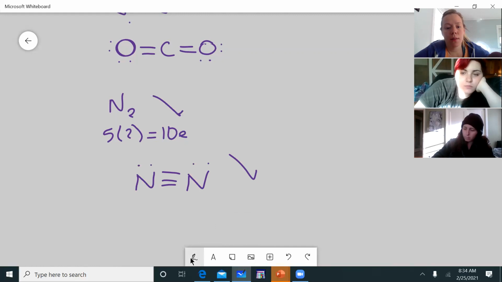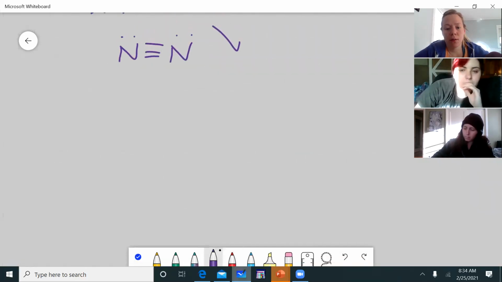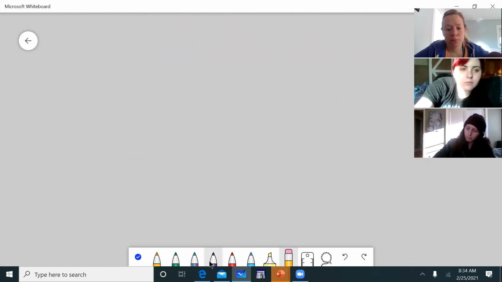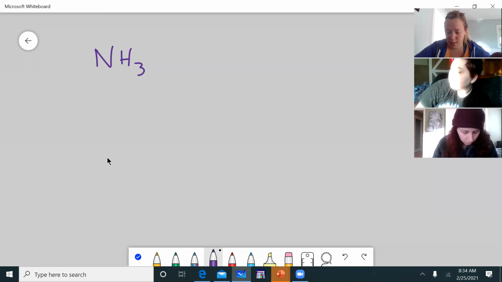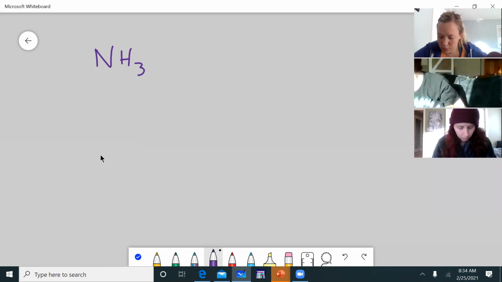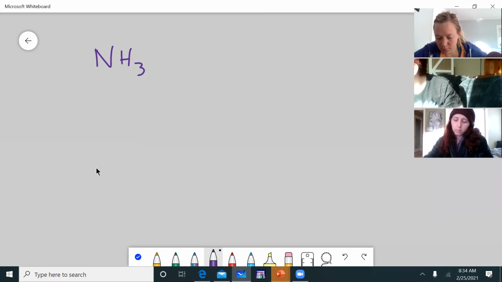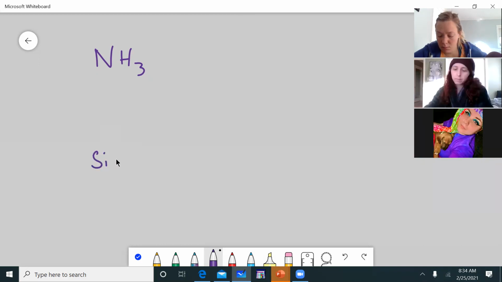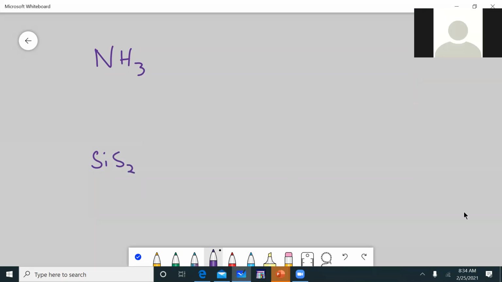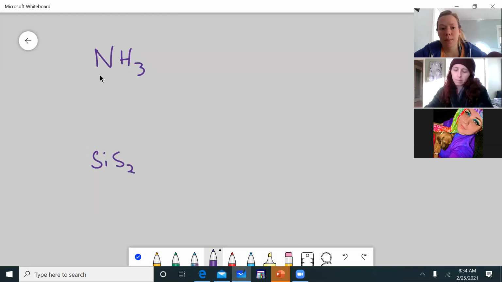So I want you to draw the configuration. I'm going to give you 2. Draw the configuration for NH3. And give me a second. Let me think about one that I want you to do. SiS2. Okay, so draw the Lewis dot structure for both of those. I'll give you 4 minutes, 2 minutes for each one.